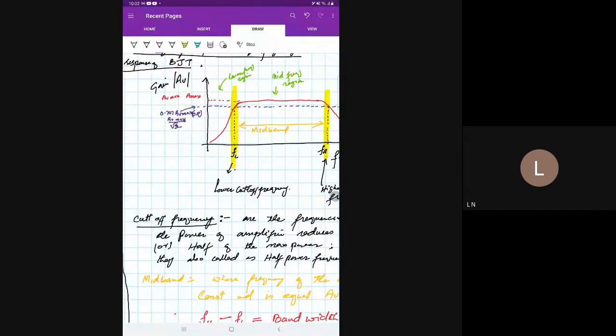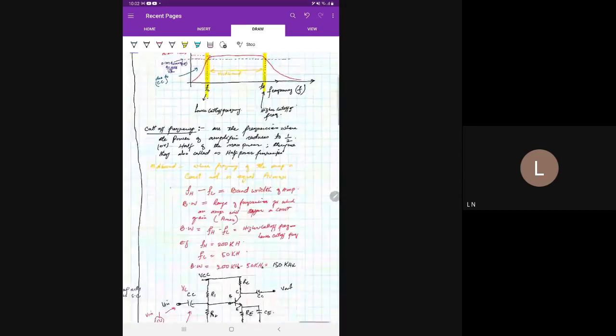So I can summarize here now. We can mention here that in the low frequency region, the gain is small due to coupling capacitors. So this is the low frequency response of the amplifier. The gain here is small because of the coupling capacitors.